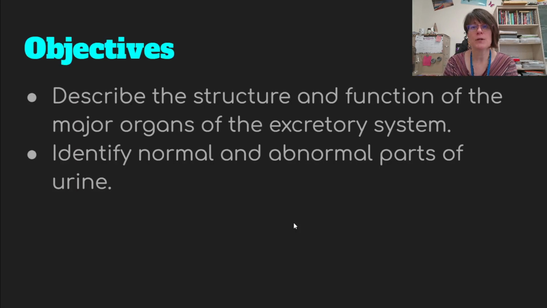All right, this was a short one, and this is the end of the chapter. So our objectives were to describe the structure and function of the major organs of the excretory system, identify normal and abnormal parts of the urine. Don't forget your 5 questions and to answer the questions at the end of this video. And this is it. You are ready for the test.